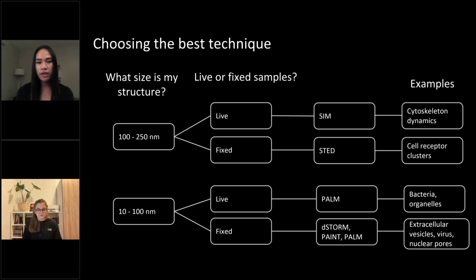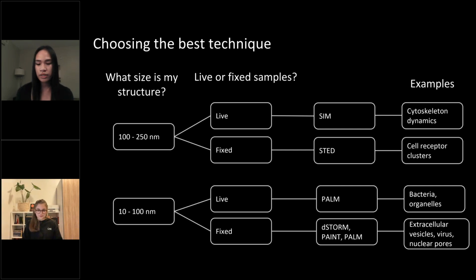If it's live and you're right below the diffraction limit of light, you can use a method like SIM to help you visualize cytoskeleton dynamics. And if your sample is fixed, then you can use a super resolution method like STED, which will help you visualize cell receptor clusters.